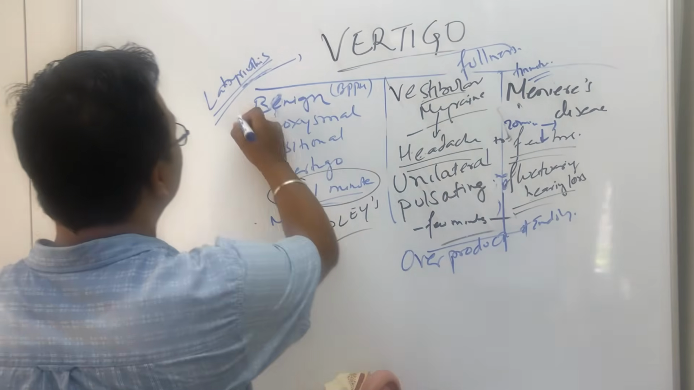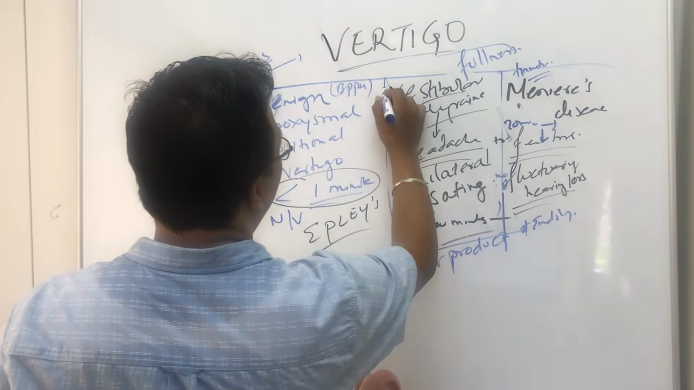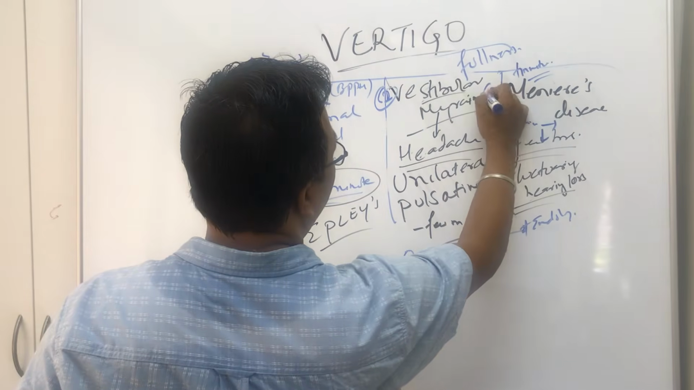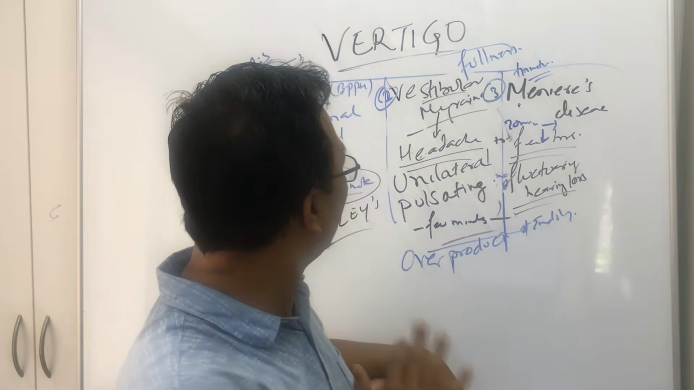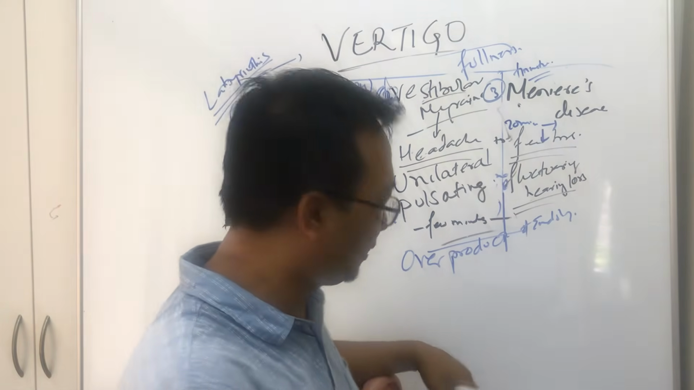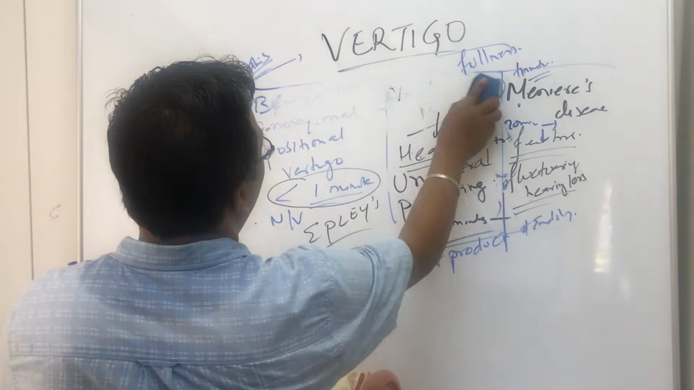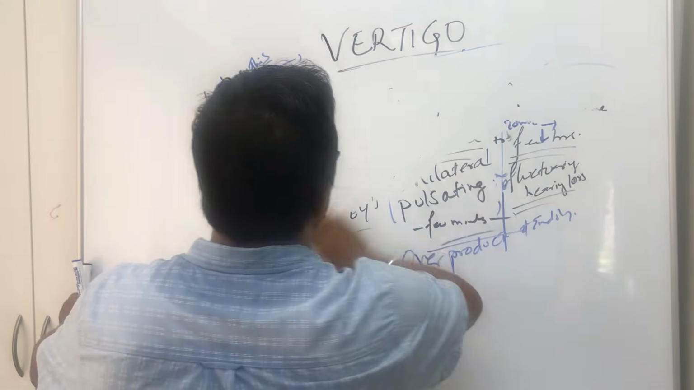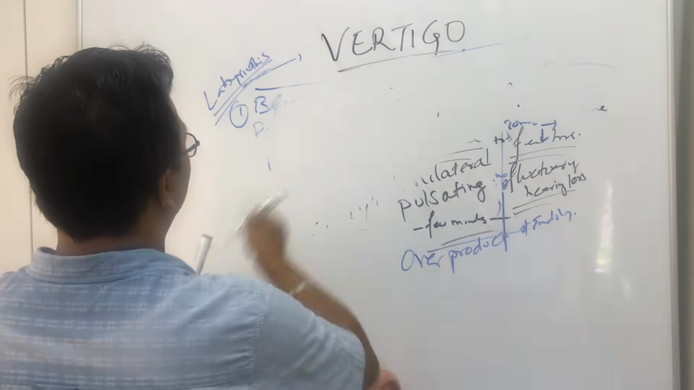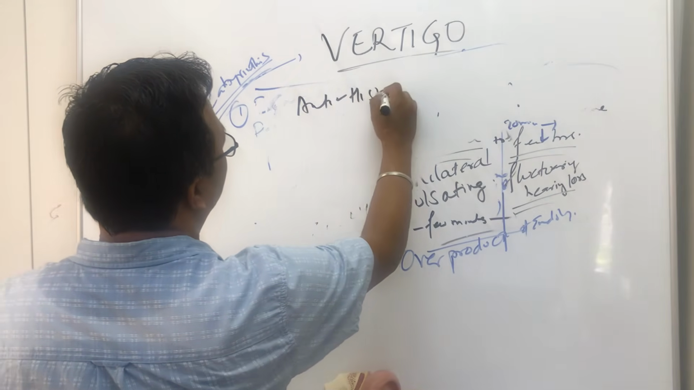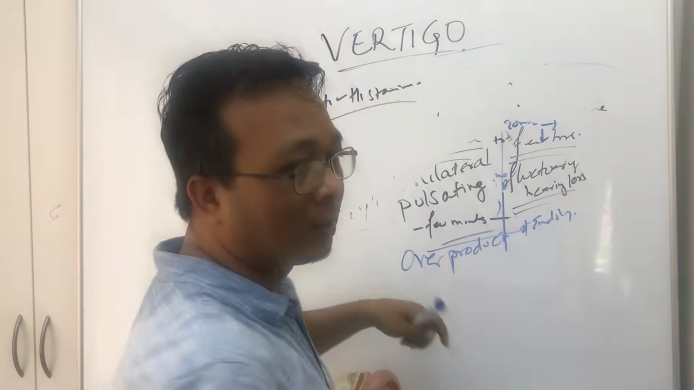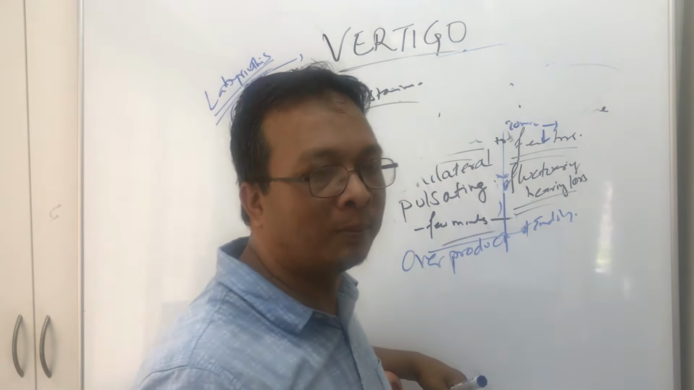But what are the common things? Number 1, number 2, and number 3. So these are the common causes for vertigo. Treatment in all these cases is basically one thing, that is antihistaminics. So antihistaminics is the basic treatment of choice, whether it is in motion sickness. Even in motion sickness we give antihistaminics.